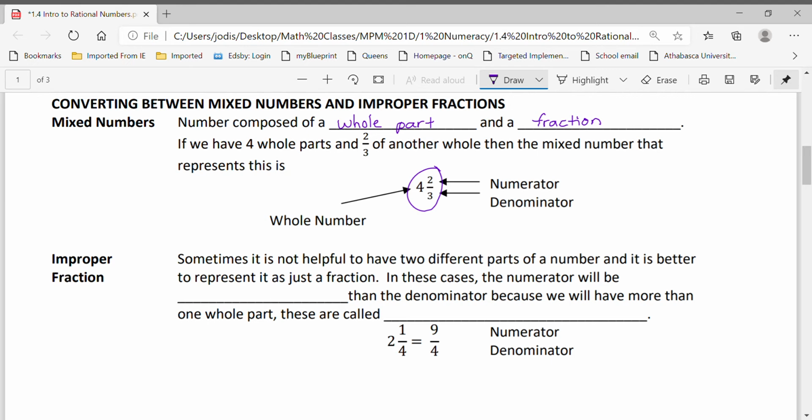An improper fraction is a little bit different. Sometimes it's not helpful to have the two different parts, like the whole number and the fraction. Most of the time it's not, and it's better to just represent it as a single fraction.